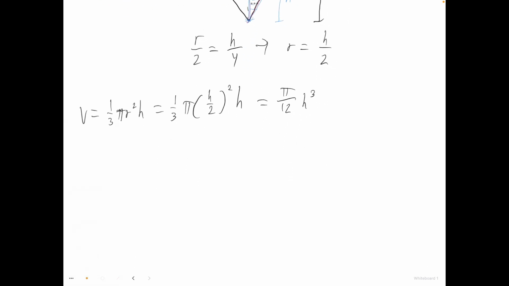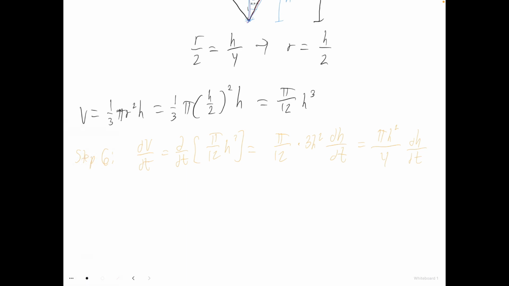And so that is step 5. So now we're on to step 6. In step 6, we take the implicit derivative, and so we're going to have that dv over dt equals the derivative with respect to time of pi over 12 h cubed. And so this will be pi over 12 times 3h squared dh over dt. And so simplifying this, we get pi h squared over 4 dh over dt.